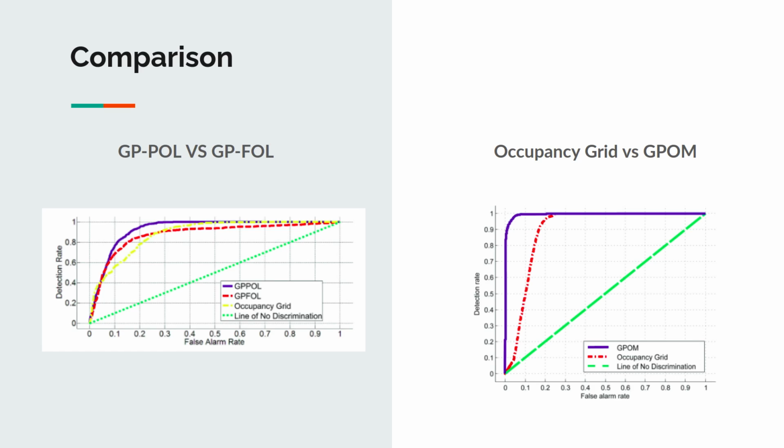On the left, Gaussian process for partially observable locations performs relatively better compared to Gaussian process for fully observable locations.